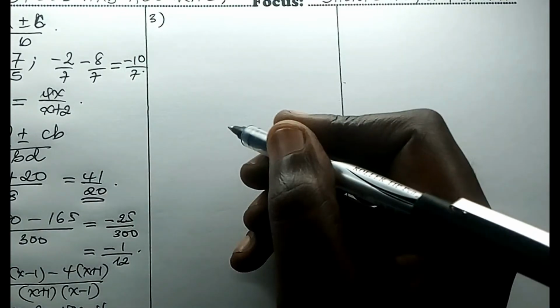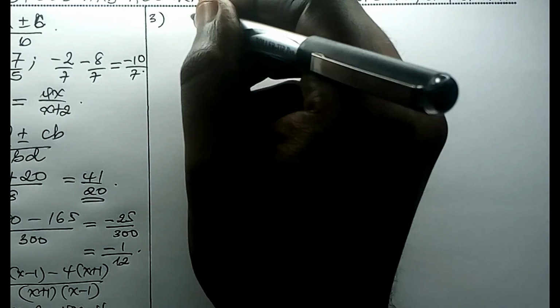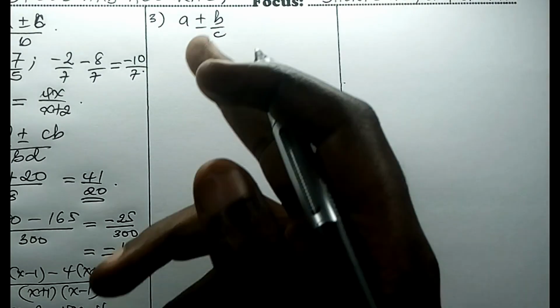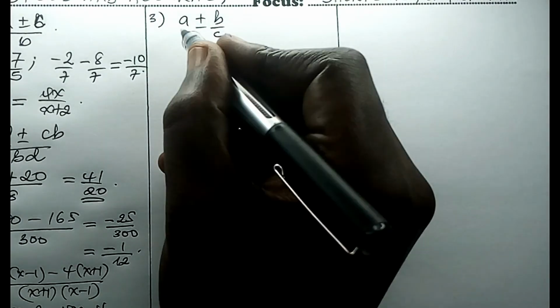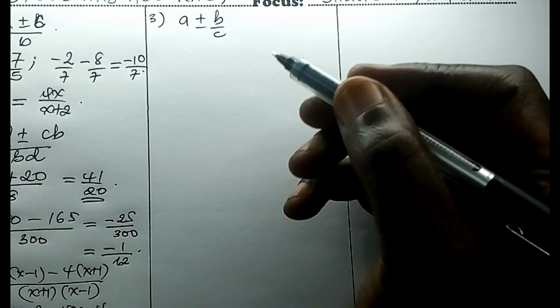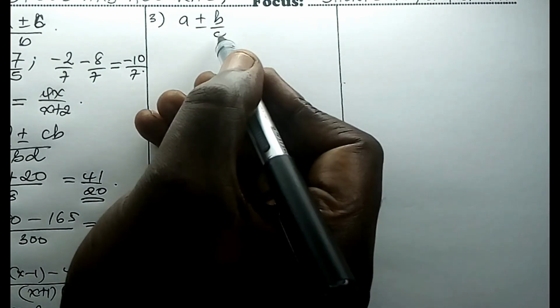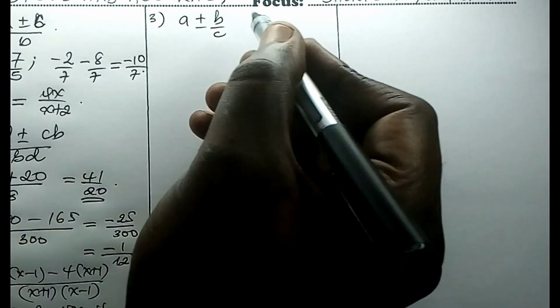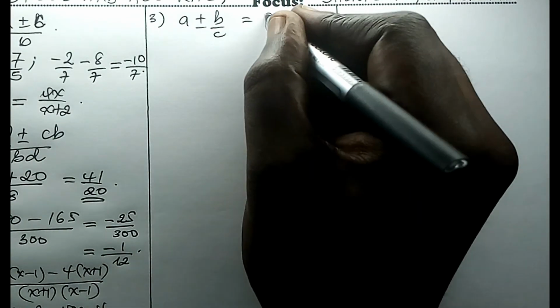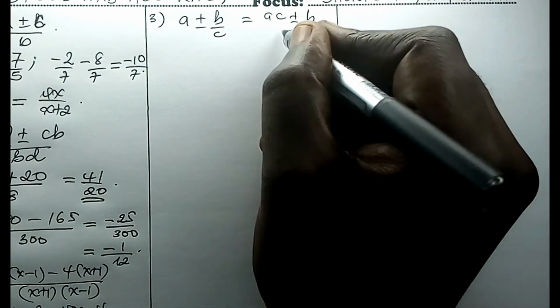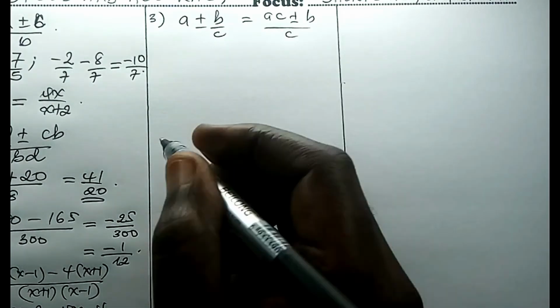The third case of fractions, we have a whole plus or minus a fraction. Although it still resembles this one, I just need to put over 1 and do the crossings and so on. But I could simply just multiply the denominator by the whole, then add the numerator. So it gives AC plus or minus B all over C.